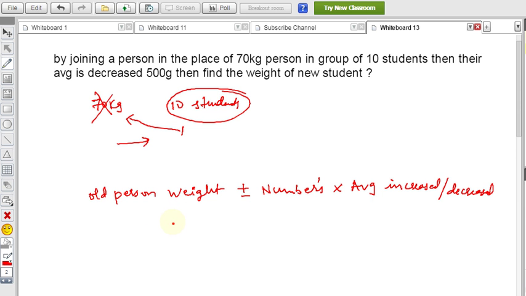So the old person's weight is 70, minus the number of people, 10, into how much is decreased, 0.500, because you are converting to kg. 500 grams is 0.500. That is 70 minus 10 into 0.500, which is 5 kg, equal to 65 kg. So 65 kg is the new person's weight. So directly we can remember this.